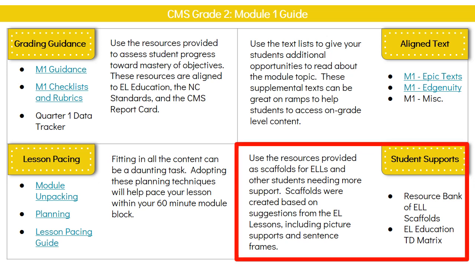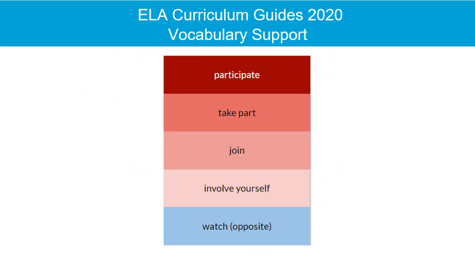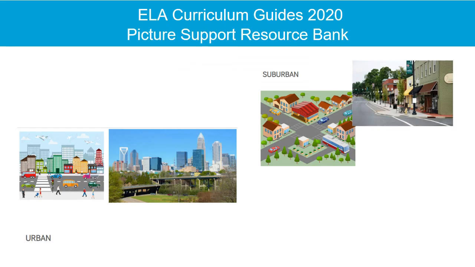The last part of the module guide is student supports. This section will connect you to resources from both the TD and ELA services departments. It will also include a bank of vocabulary and picture supports. Here's an example of a Shades of Meaning vocabulary support. This is an example of some of the picture supports that you will find to enhance your lessons.